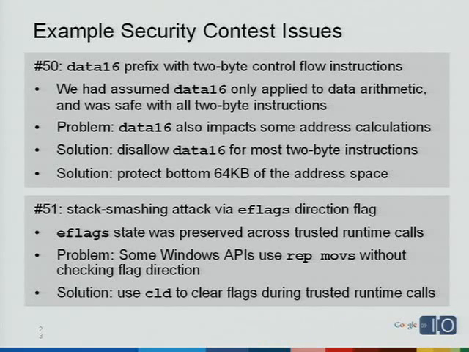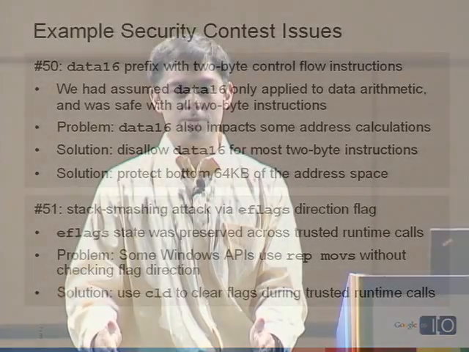It turns out that you can use a different prefix, the data16 prefix, to do 16-bit address calculations for a certain set of jump instructions that we neglected. And so it happened to be 2-byte jump instructions. So the solution to address this problem and prevent this arbitrary control flow transfer is to disallow the data16 prefix for a bunch of additional 2-byte instructions that we hadn't considered before. And furthermore, we took an additional step of unmapping the entire first 64 kilobytes of the address space of the Native Client module, so that any 16-bit address would never be a valid address for a control flow transfer.